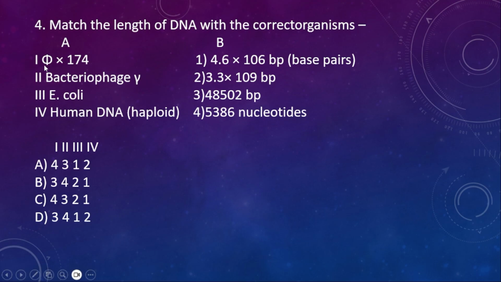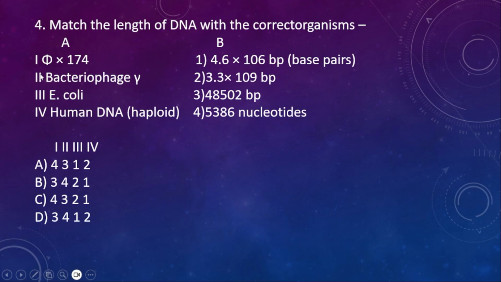First one here, phi X 174 is given, this is column A, and then column B. Phi X 174 is a bacteriophage actually. It has a DNA length of 5386 nucleotides. Where is 5386? Yes, so 1 is 4. 1 is 4 means we have two options, either A or C.